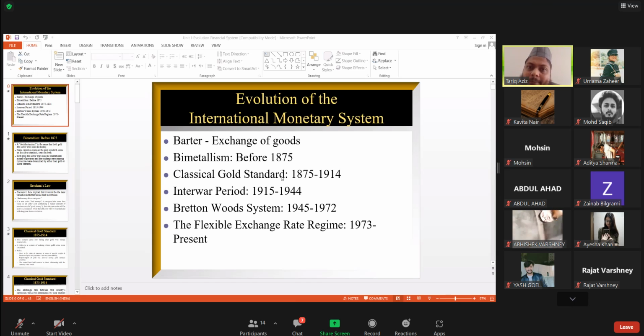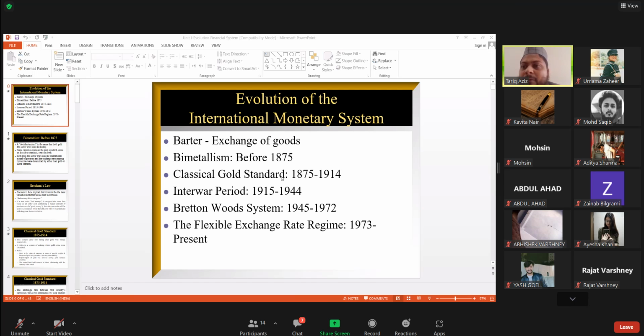So what will happen if some country starts to print money without any limit? A competition between different countries will start. Every country started doing the same thing. If another country is not following this rule, let us print more money. So this caused various problems.